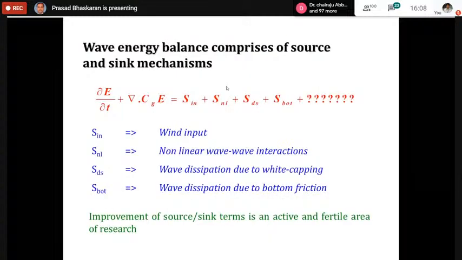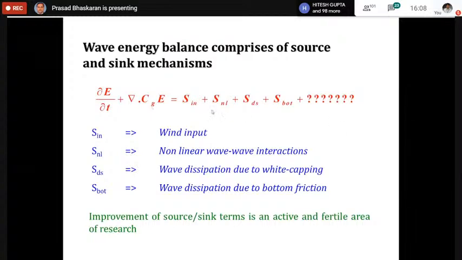Now let me come to the energy balance equation. This is how the energy balance equation looks. As we see on the left hand side, it's a differential equation in which you take the time variation of wave energy added to the spatial variation. This is a gradient operator, which can be expanded as del by del x plus del by del y. This is a dot product. Cg represents the group velocity of the waves, and E is the energy, which is a function of frequency, direction, position, and time. These are the terms on the left hand side.